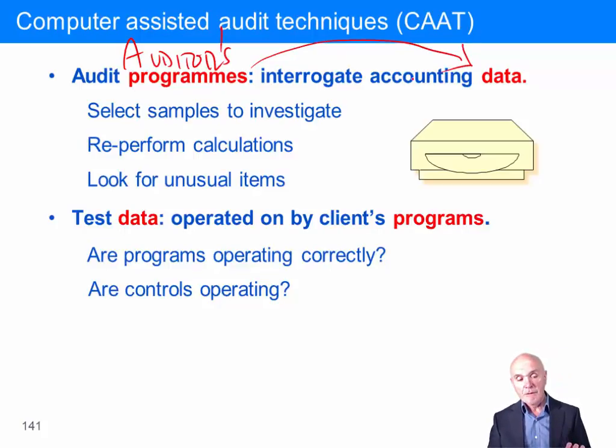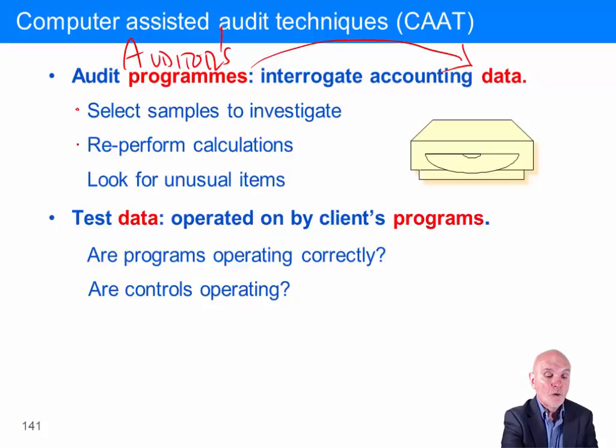So it's the auditor's program examining the data, the client's data or the company's data. It can select samples to investigate. For example, with random sampling, you want to select 100 transactions out of maybe 10,000. You get this to randomly select 100 items.